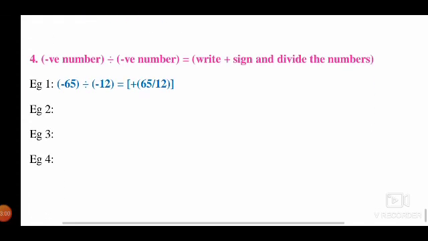And for the fourth rule, a negative number has to be divided with a negative number. For that we have to write a positive sign in common and divide the numbers. For example, minus 65 has to be divided with minus 12. There are two negative numbers. So the result is we have to write plus sign in common and divide the numbers, that is 65 divided by 12, that is plus 65 by 12 is the answer.